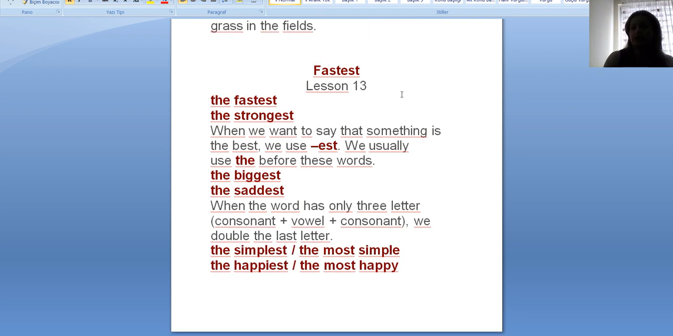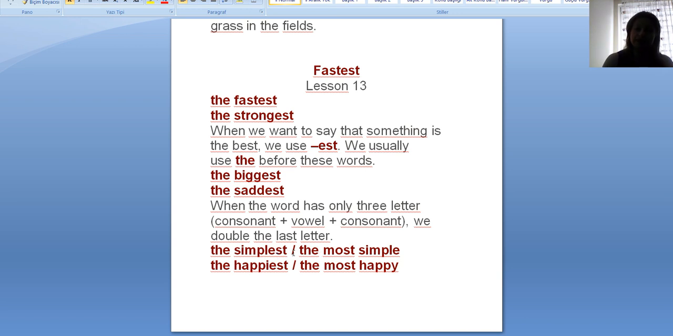Lesson 13. The fastest, the strongest. When we want to say that something is the best, we use "est." We usually use "the" before these words. The biggest, the saddest. When the word has only 3 letters, consonant, vowel, consonant, we double the last letter.